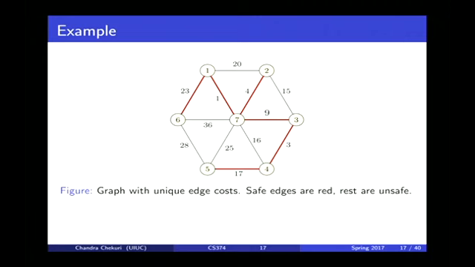Do you see something interesting happening here? Something, right? There must exist a cut for which it's the smallest edge crossing that cut. No, unsafeness is defined with respect to cycles, not cuts, right? It's a little misleading, maybe the terminology, but we'll see that.